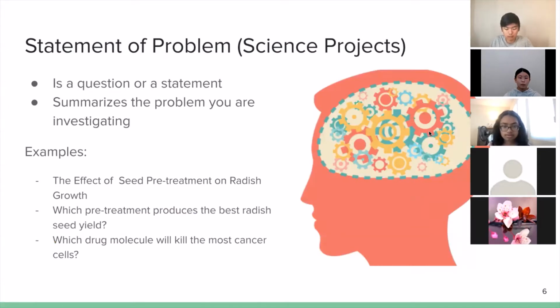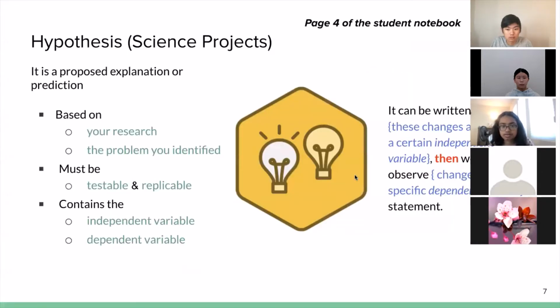And then the first part of the notebook is the statement of problem. This is for science projects. It's basically a question or a statement that summarizes the problem you're investigating. And it gives both an idea of the problem and also an idea of why it's important. So examples would be the effect of seed pre-treatment on radish growth, or which pre-treatment produces the best radish seed yield, which drug molecule will kill the most cancerous cells. So those are all ways you could write the statement of problem. It can be a sentence or a statement, either way.